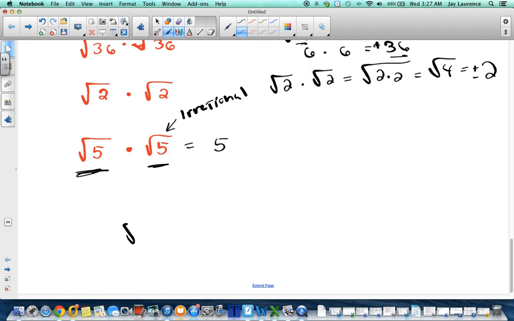Okay? So rad 121 is rational, but the rad of 120 is irrational. You can only approximate it with a decimal.